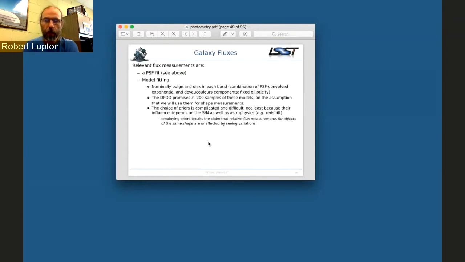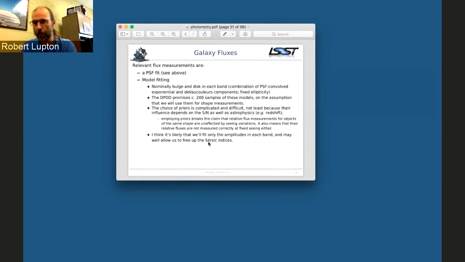So if we use priors, that breaks my claim that relative flux measurements, even for objects of the same shape, are unaffected by seeing variations, because the influence of the priors matters. Okay? So I think it's more likely, and this is based partly on experience by people like LensFit, like Lance, that we will fit the amplitudes in each band rather than the shapes of the components. Now, that is a very general assumption about galaxy photometry and is, I think, necessary when you're talking about the blenders, certainly the way I've ever thought about them. And Peter will say more about this.